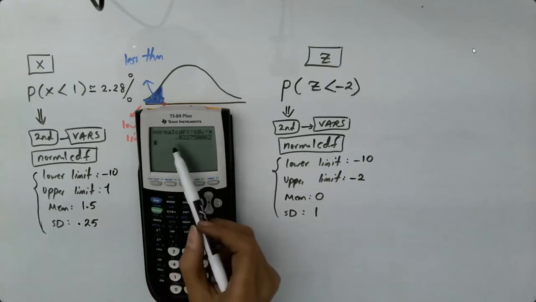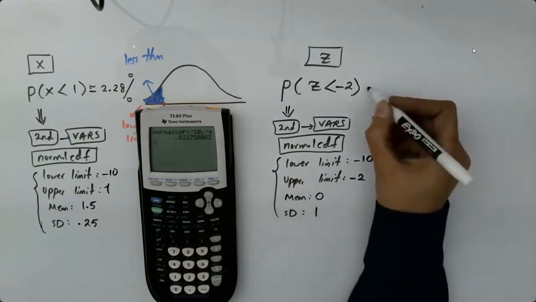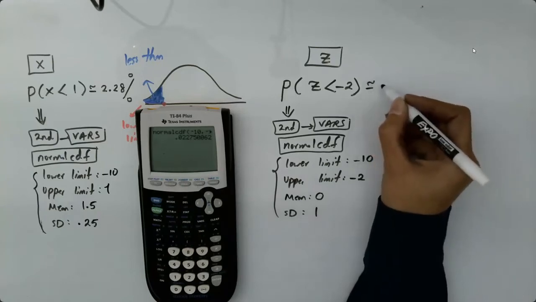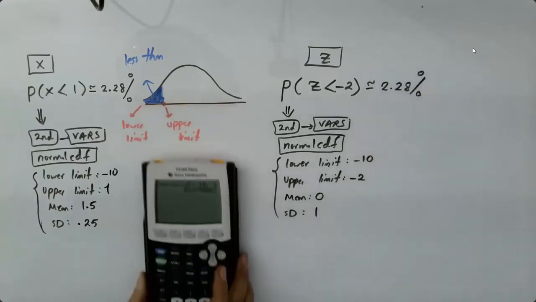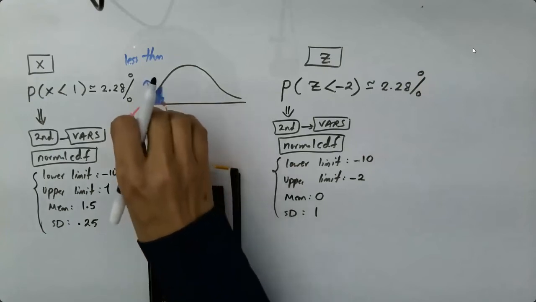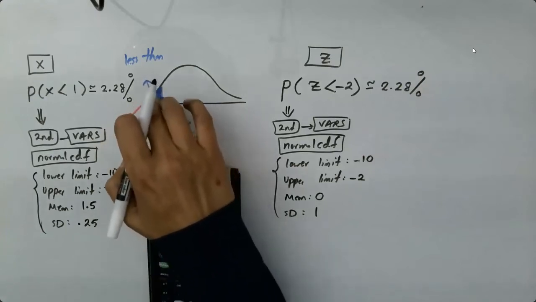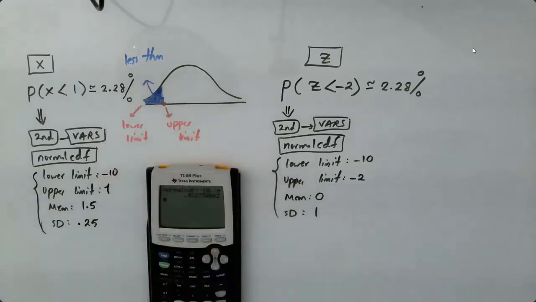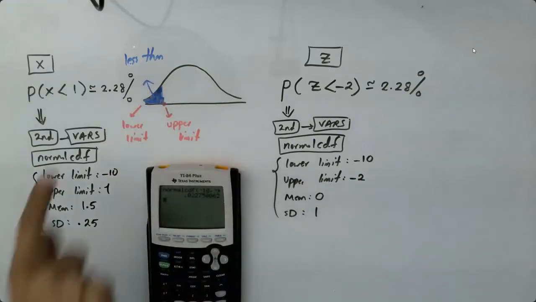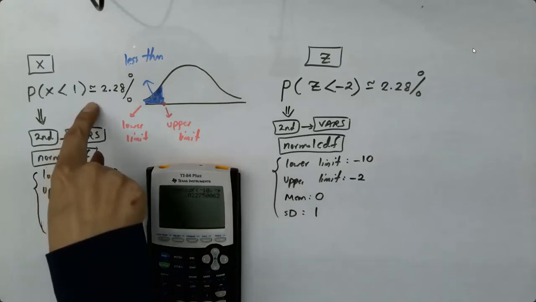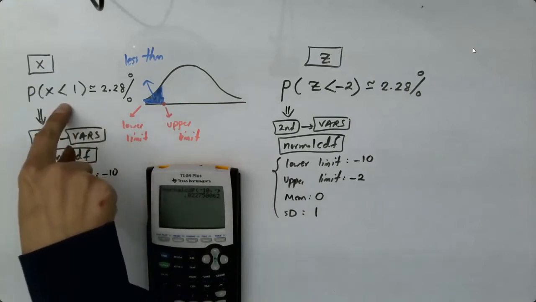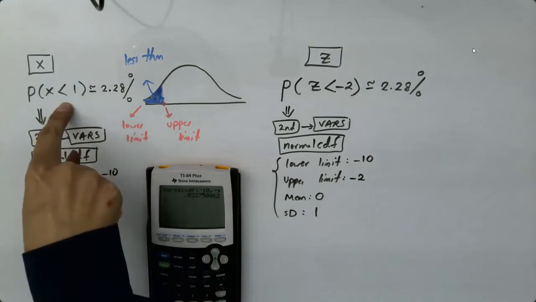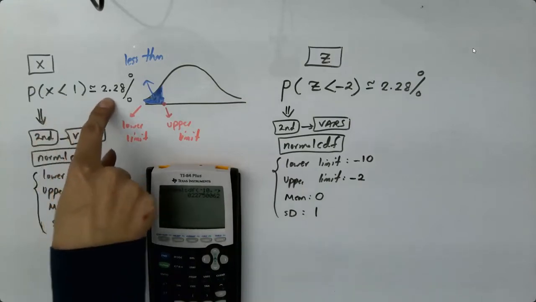Very good. As you can see, we got the same probability, 0.0228. So the probability is about 2.28%. As you can see, this small area is roughly around here, which is 2.28%. So the probability that cell phone users will keep their phone for less than 1 year before buying a new one is about 2.28%.